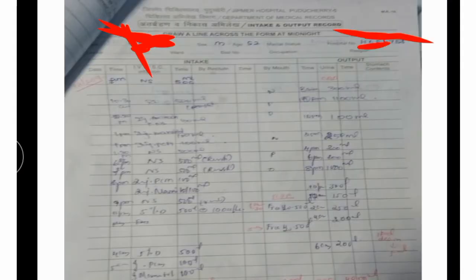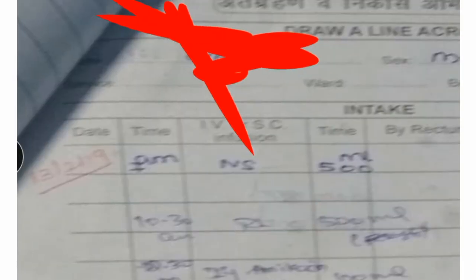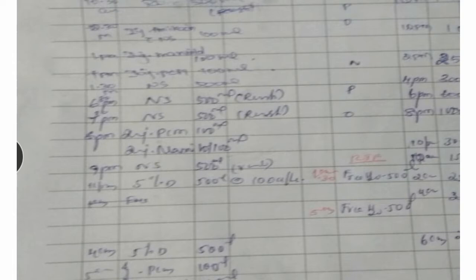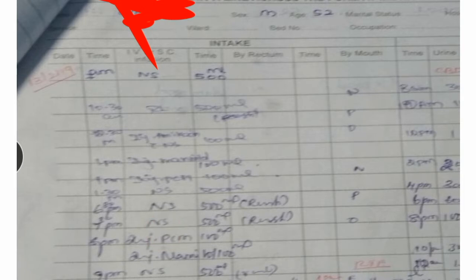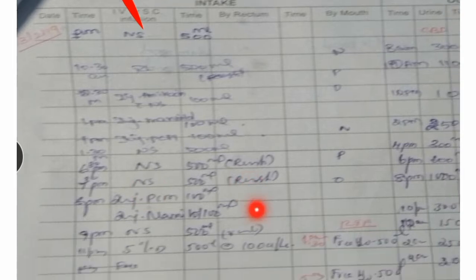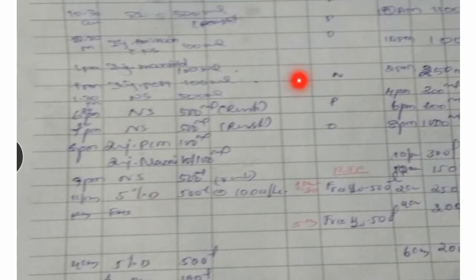Here is one more chart that I will show you. In this you can see IV infusion. At 7 a.m. NS 500 ml went. At 10:30 RL 500 ml. Then injection amikacin is given with NS 100 ml. Injection mannitol 150 ml. Like this. Whatever we are giving by the parenteral route will come on this side, along with the time we have given it. This total monitoring will come for 24 hours, showing how much has been administered by the parenteral route.